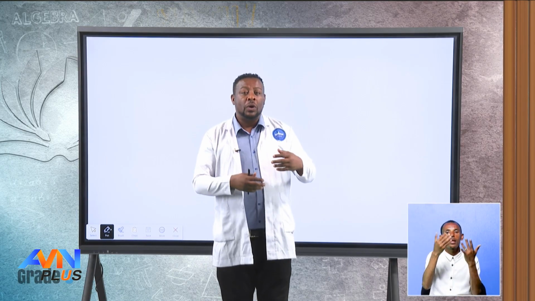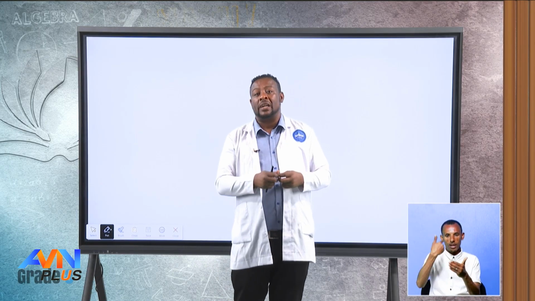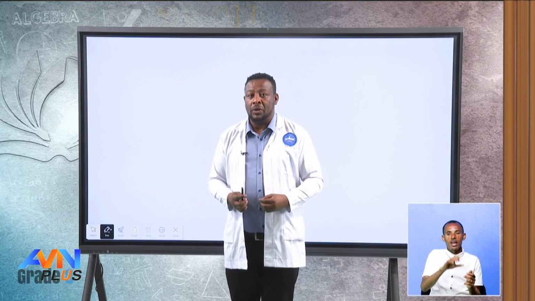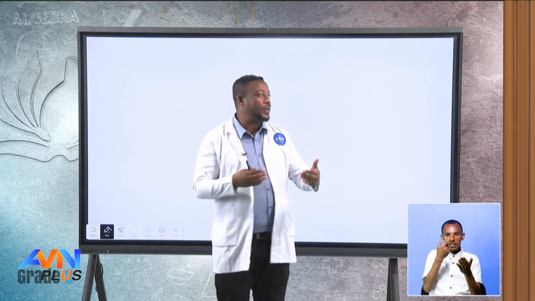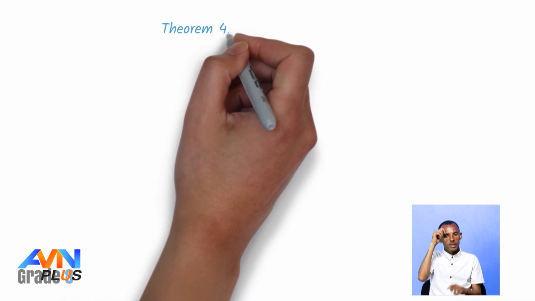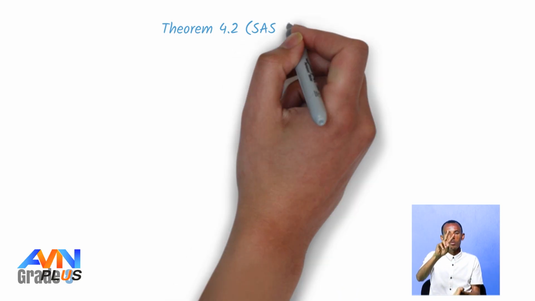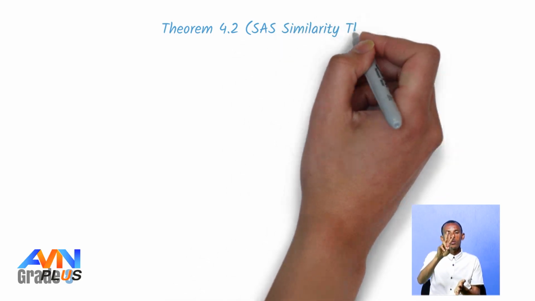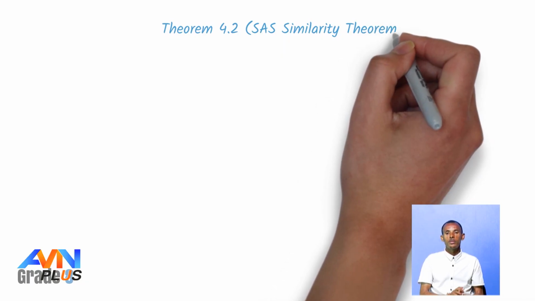So now we will see the next test for similarity, like side-angle-side similarity theorem. And the third one is side-side-side similarity theorem. Okay, let's see these two things first. Okay, theorem for point 2. Theorem for point 2, it's about side-angle-side similarity theorem.